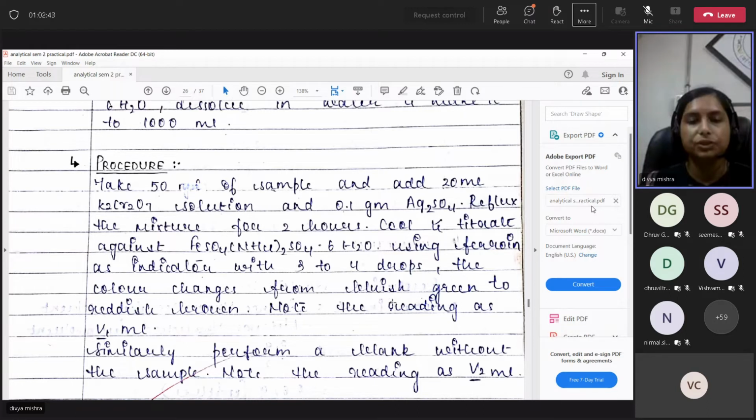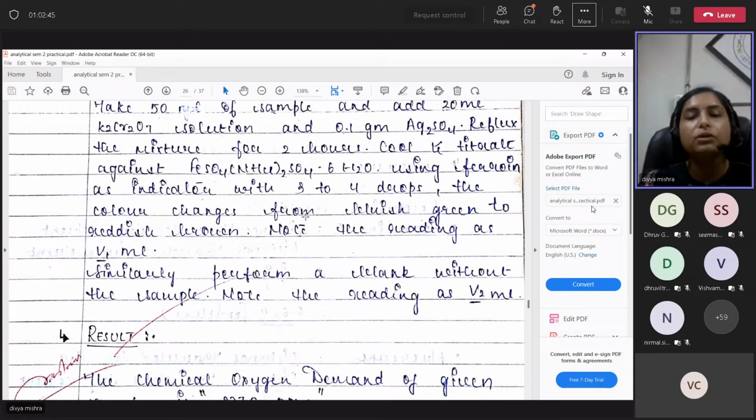We will note that reading as V1 ml. Now similarly, we will perform one more titration, but here we will not use the sample. We will take each and every reagent, but in place of the sample we will take double distilled or deionized water. That will be taken as the blank. We will note down the reading as V2 ml. Why are we doing this? Because we want to eliminate the interference of the reagents.